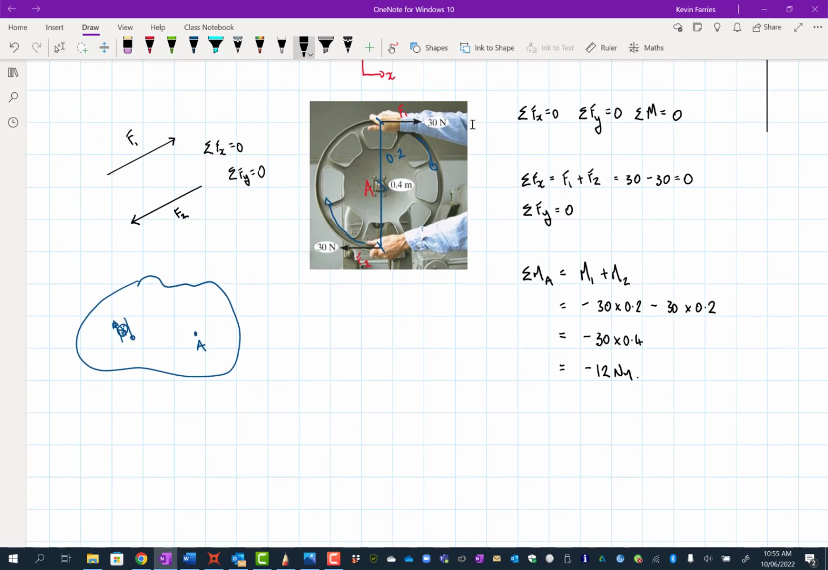And that's generally the case. So the moment for a couple is equal to the magnitude of each force times D, where D is the distance between the forces.